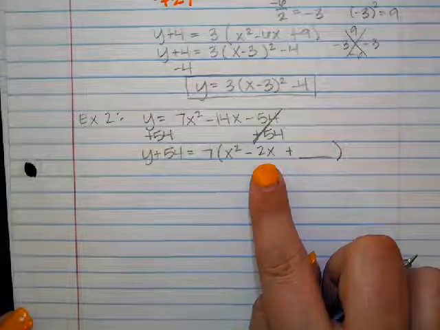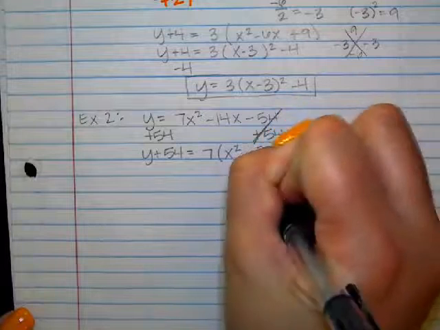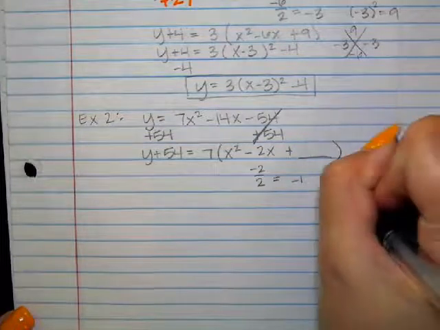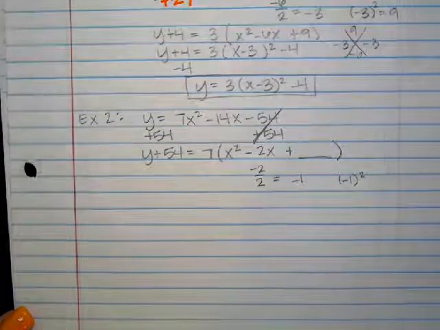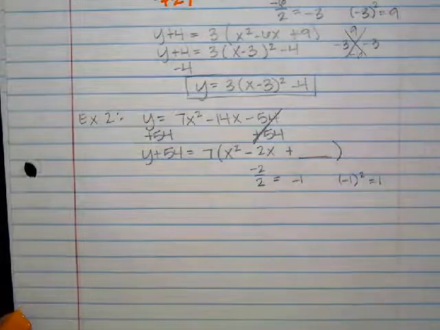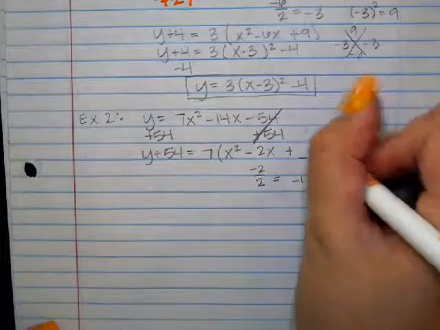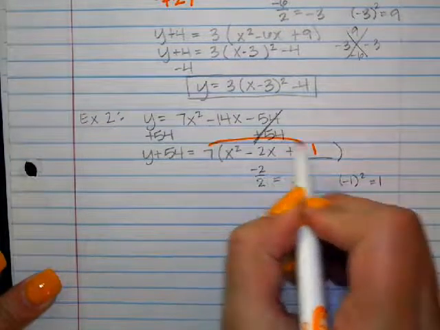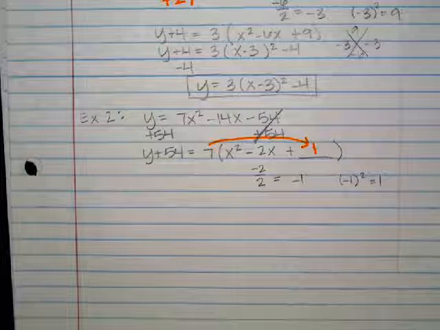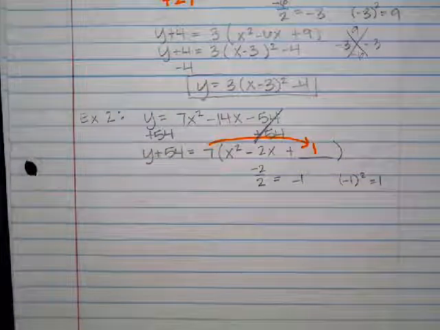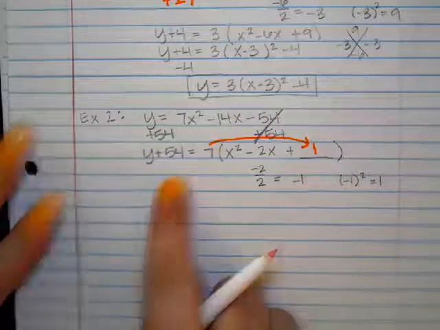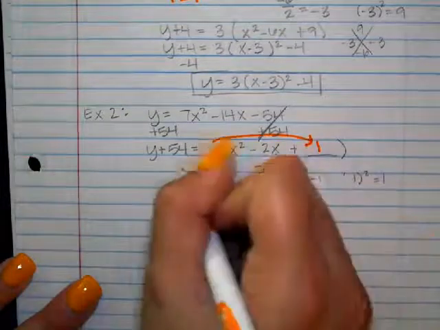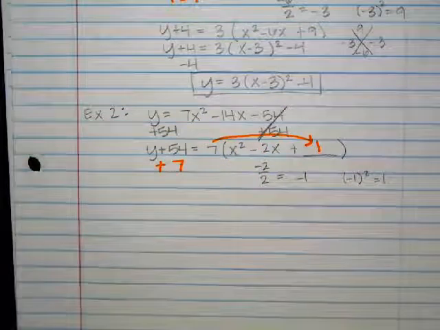Dividing by 2. Negative 2 divided by 2 is negative 1. And then negative 1 squared is 1. So I've got a 1 here, but I didn't actually add 1. Nope. I actually added a 1 where the 7 is distributing to the 1, so I actually added 7 to the right side. I thought I was fixing the problem in a good way, but I did not. So I actually added 7 to the right side, so I'm going to add 7 to the left side. And I get 61. Very good.